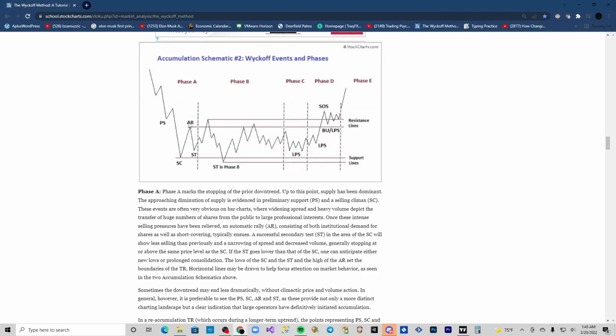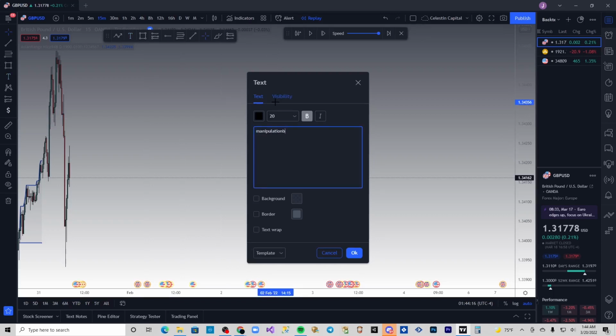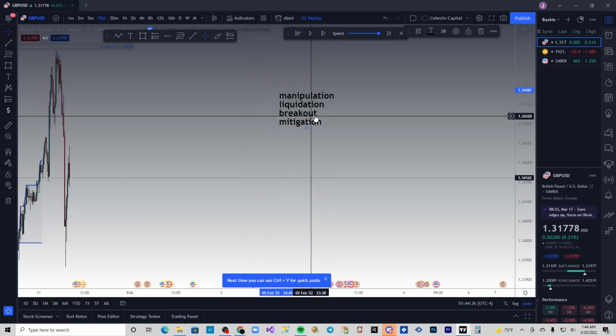And I've come up with this simple approach to trading Wyckoff that I have written down here. Where is it? All right, here we go. So Wyckoff is just these four different ideas. For one, we've got manipulation. Then we've got liquidation. And we've got breakout. And then finally, we have mitigation. That's all it is, guys. Literally, that's all it is. And I'm going to show you exactly what I mean by that: manipulation, liquidation, breakout, and mitigation.